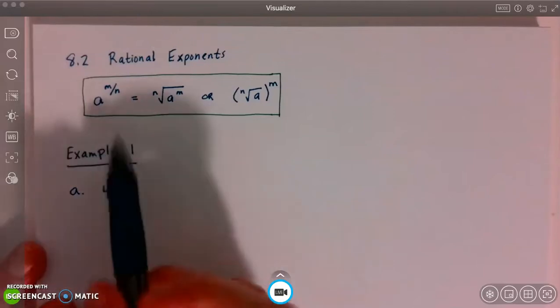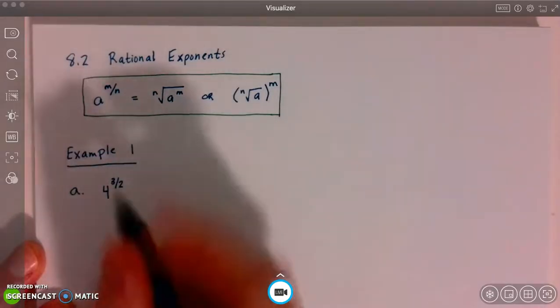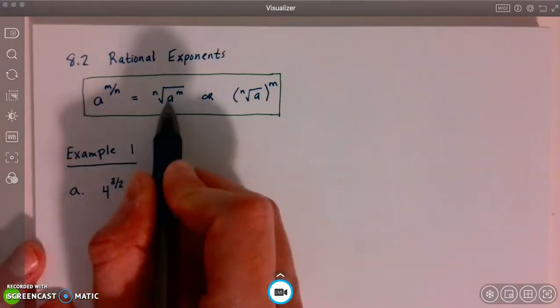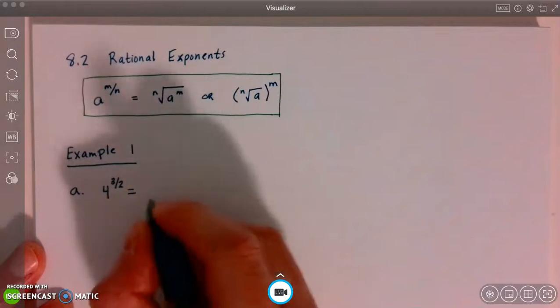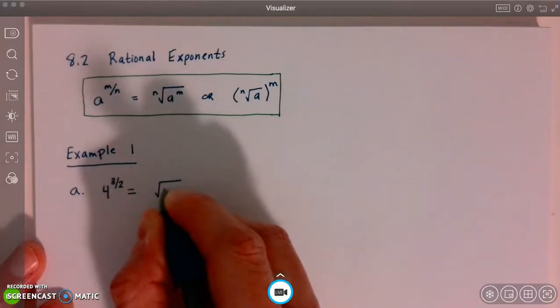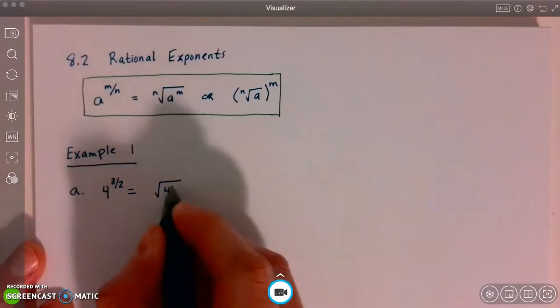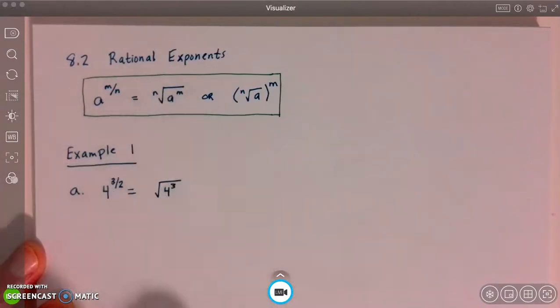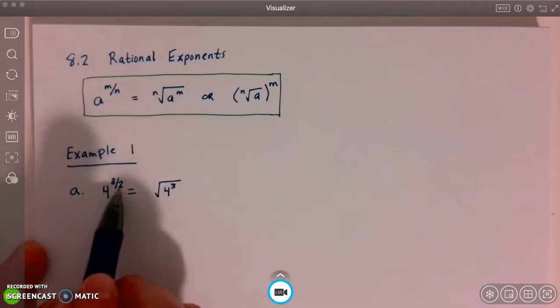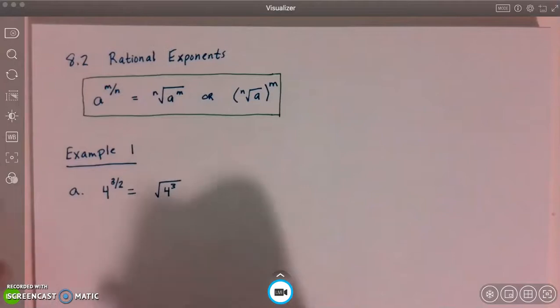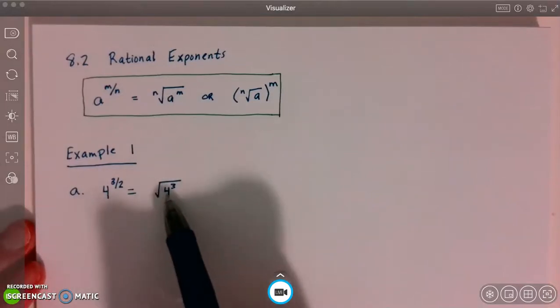All right, so using this formula or this definition, whatever you want to call it, what I know is that 4 is going to be the radicand, right? So inside the radical, I'm going to have 4. The numerator, which is 3, is going to stay with the base, so I'm going to have the third power there. And then 2 is my index. But remember that whenever we have an index of 2, which is a square root, we don't write it. So I'm not going to write it here. Now, this is going to be the square root of 4 cubed.